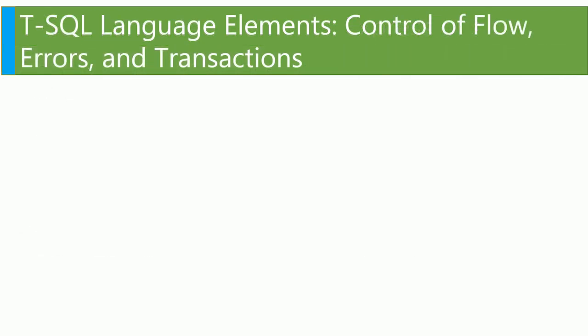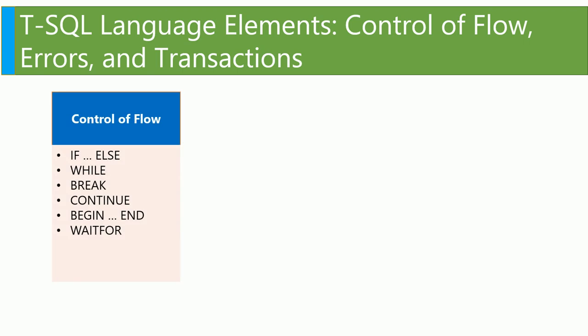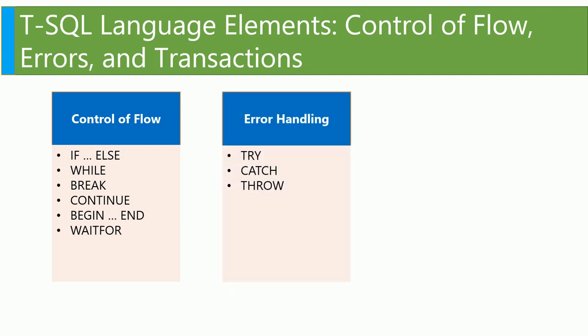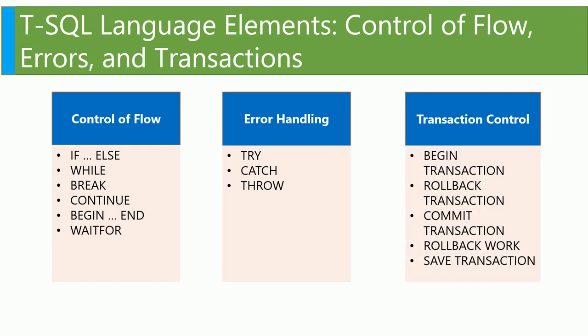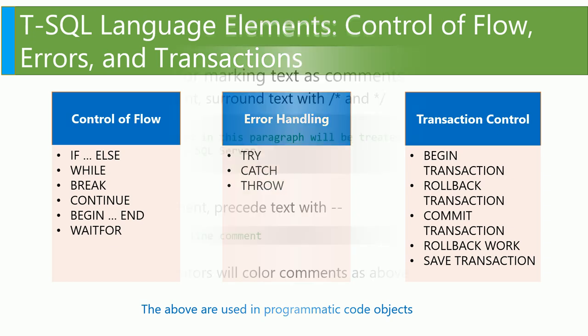Now the control flow, errors, and transactions. For control of flow, the commands are IF, ELSE, WHILE, BREAK, CONTINUE, BEGIN, END, and WAITFOR. Error handling is TRY, CATCH, THROW. Transaction control commands are BEGIN TRANSACTION, ROLLBACK TRANSACTION, COMMIT TRANSACTION, ROLLBACK WORK, and SAVE TRANSACTION. The above are used for programmatic code objects.